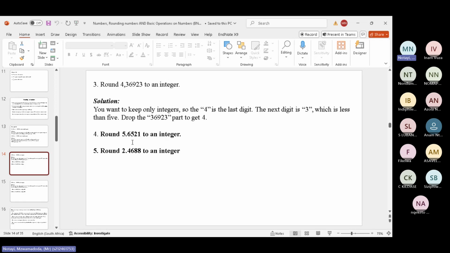Okay, round 5.6521 to an integer, and round 2.468 to an integer. Can you guys round those two for me? Just write them on the chat when you're done. Round those to an integer. So we just want to round them to the whole number. Please try those and then write them in the chat section for me.